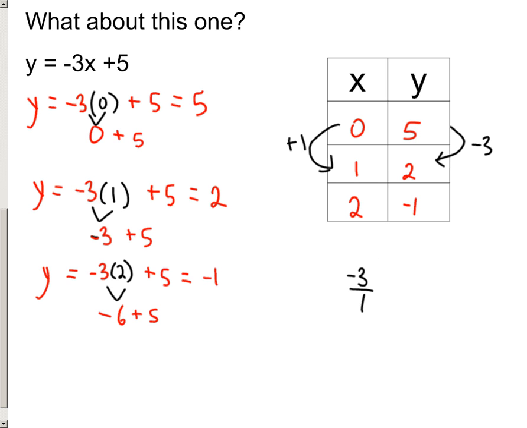Let's try that again and see if we get the same rate of change. That's going down by 3, and this is going up by 1 again. So yes, it is proportional.